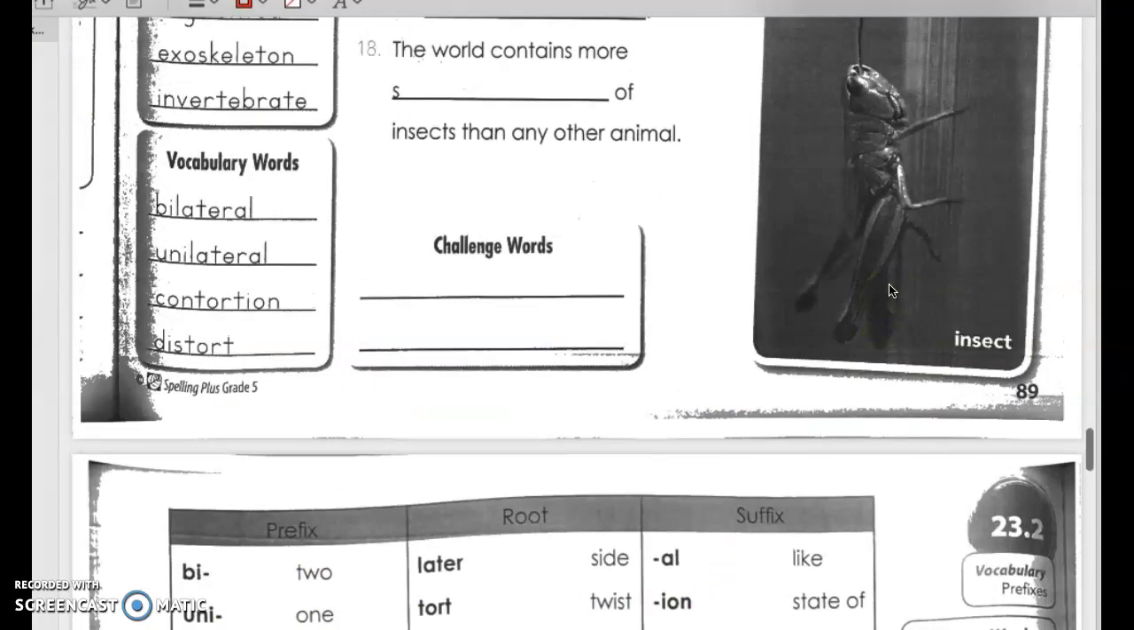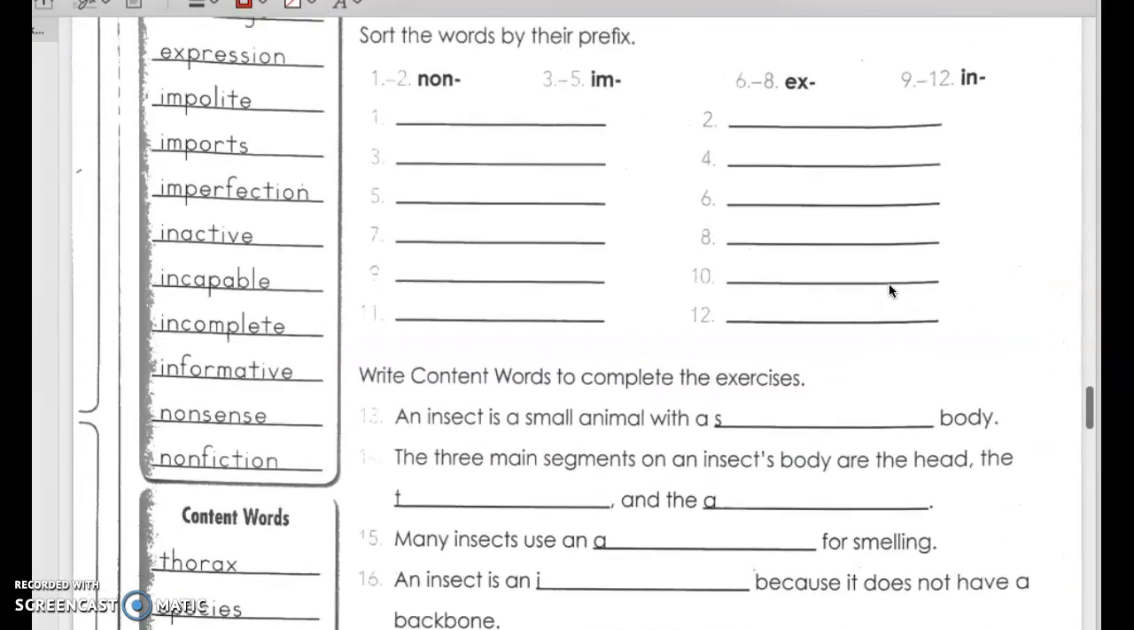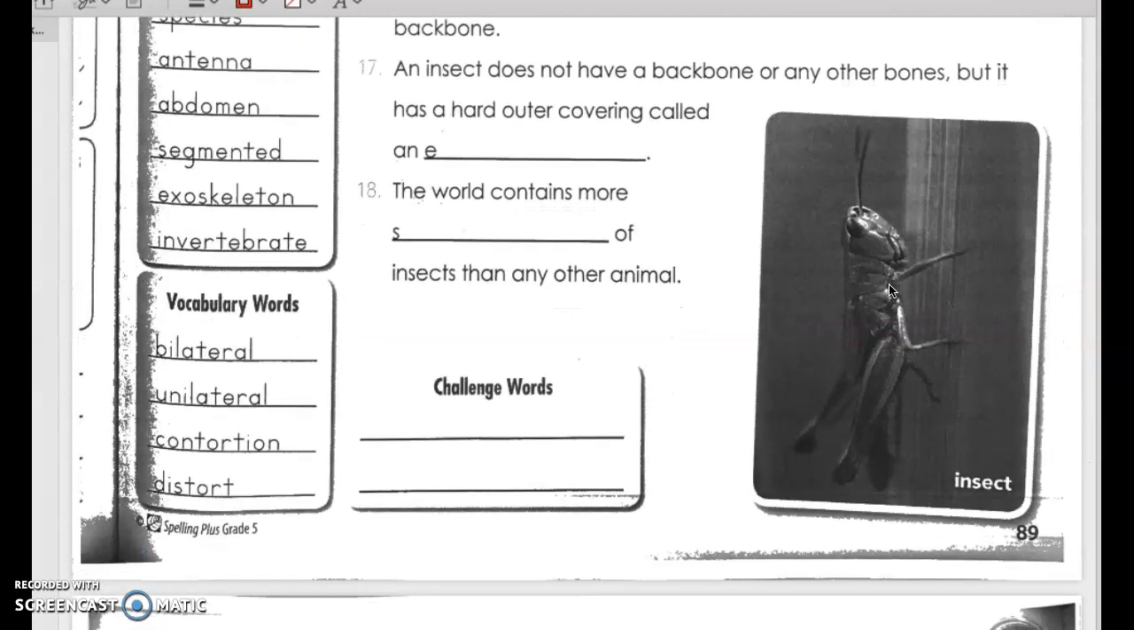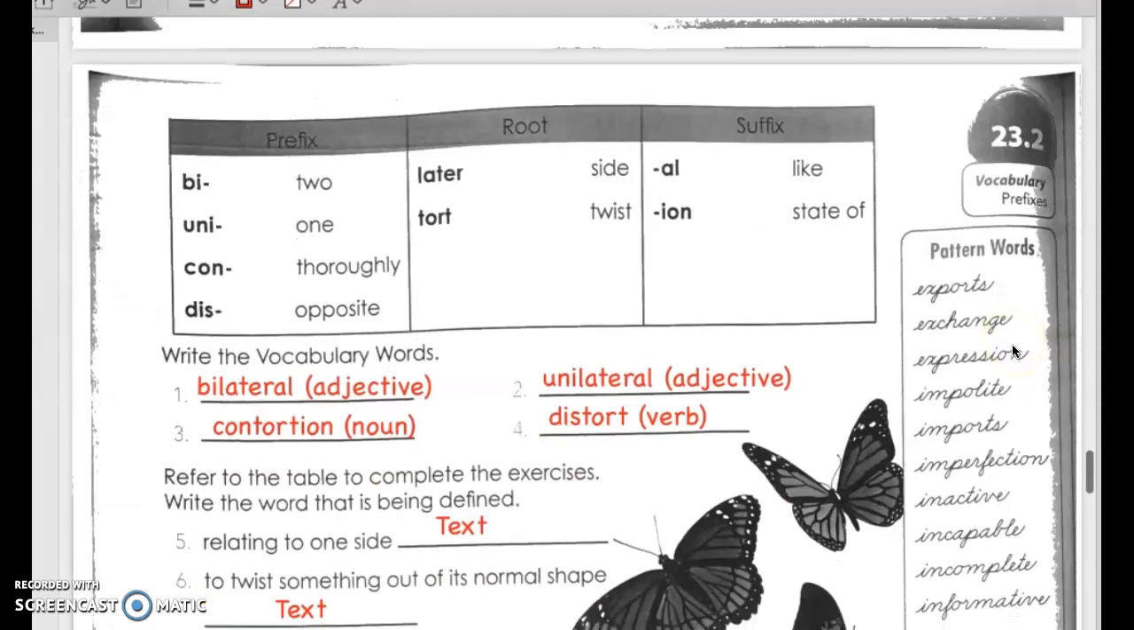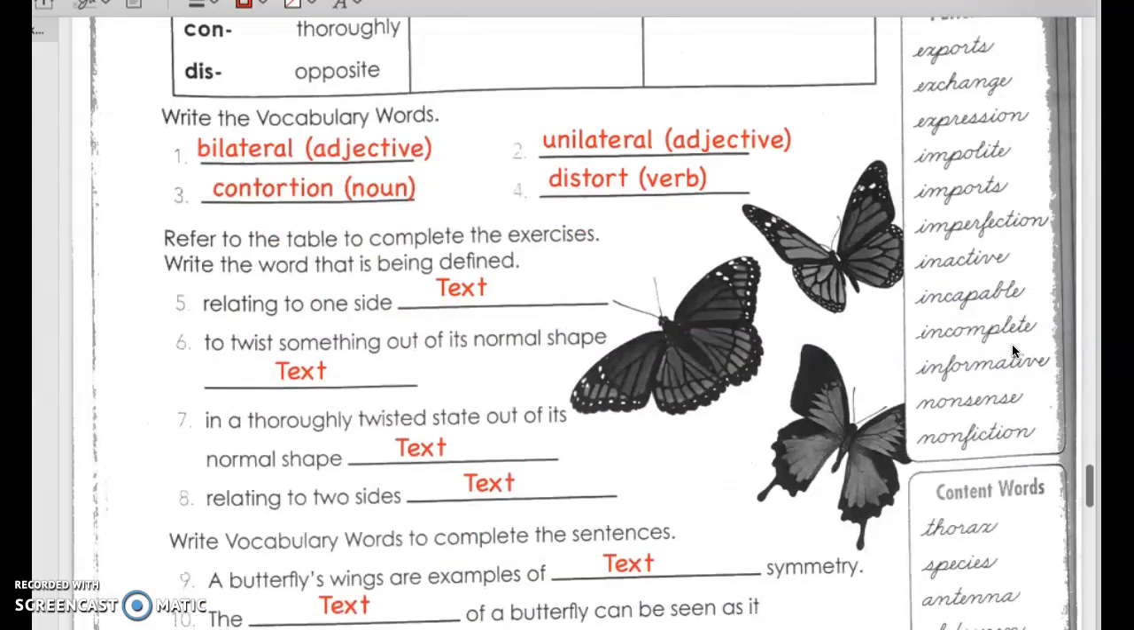Now you can pause at this point of the video and finish this page before we go on to page 90. Right, so you can pause. All right, you're back. Let's go over the directions for page 90.